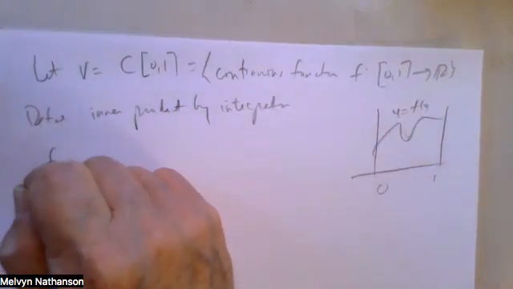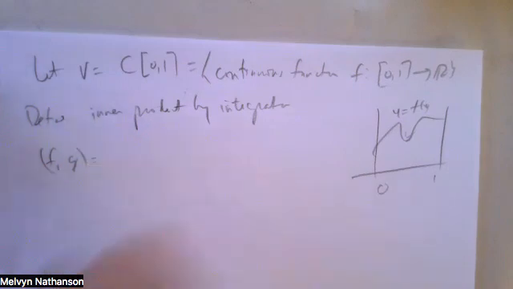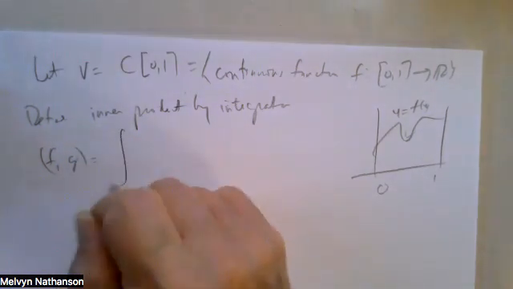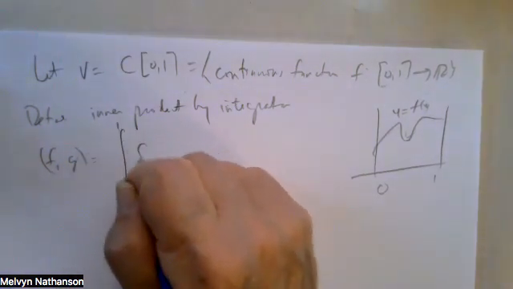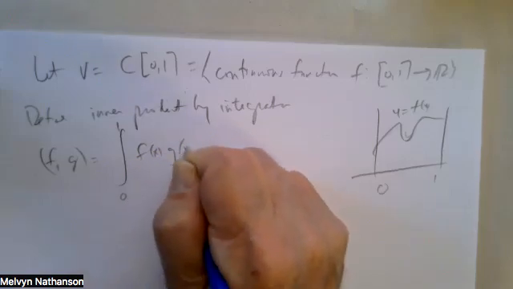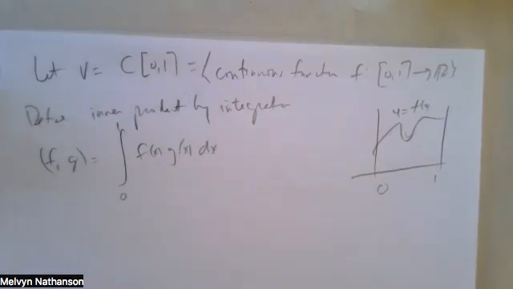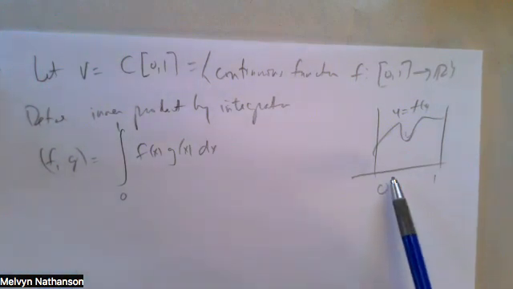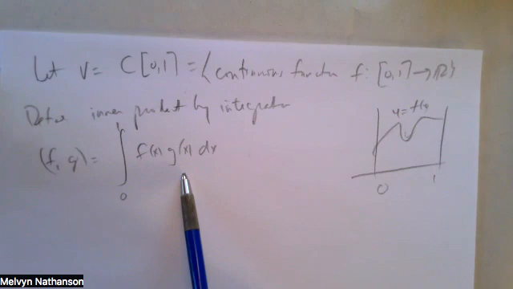We define the inner product of two functions f and g to be the integral from 0 to 1 of f of x, g of x, dx. So to every pair of continuous functions on the interval from 0 to 1, I integrate their product, that's some real number. That's how I define the inner product. How can I show this is an inner product?